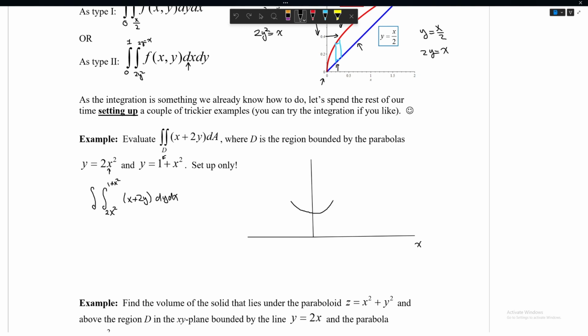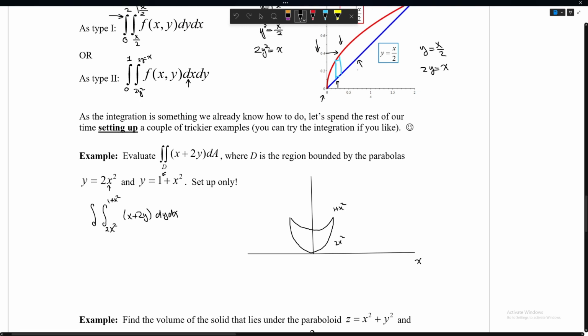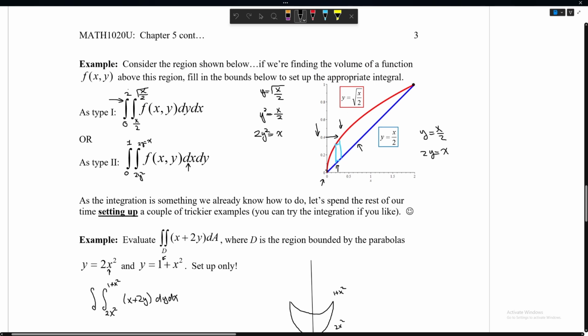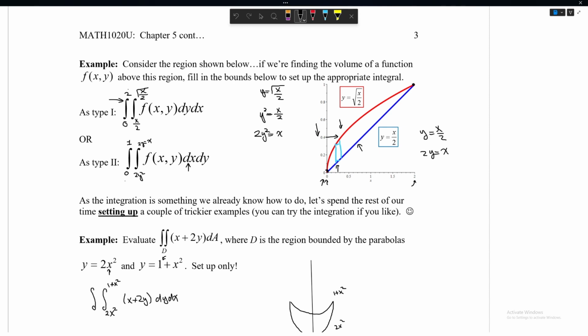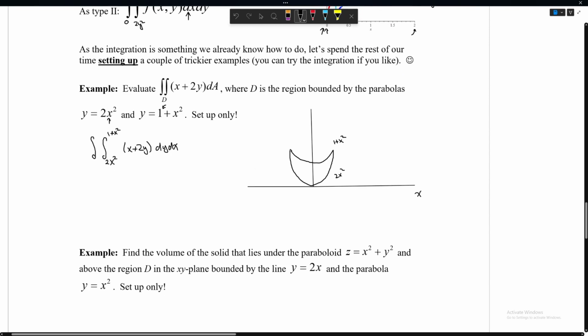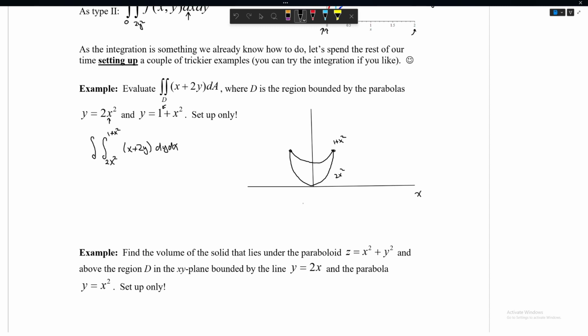So one parabola goes like this, and we have a second parabola that goes like this, and this one is my 2x squared, and this is my 1 plus x squared. Now what we want to find is where they meet, just like the points where we took the bound from 0 to 2, or 0 to 1. It's the same thing here. If you have two functions, how do you find where they meet? You just set them equal to each other.